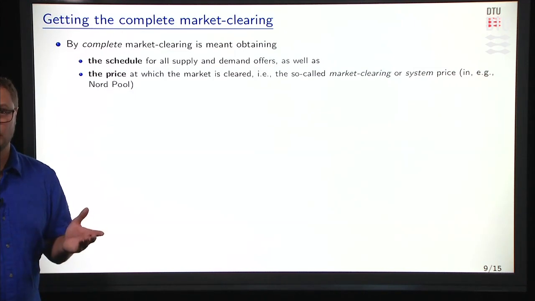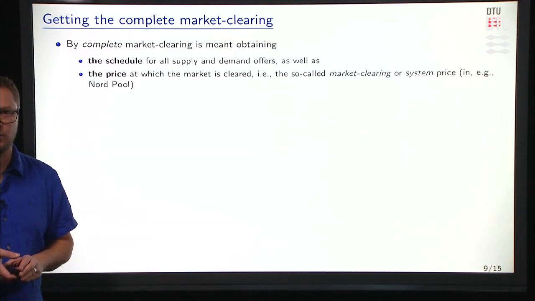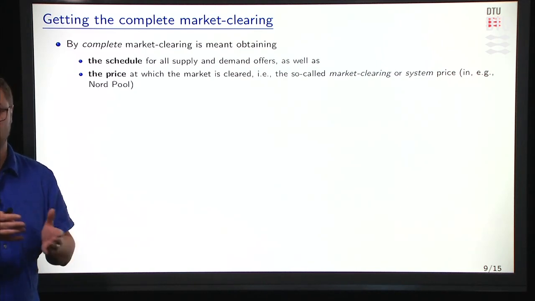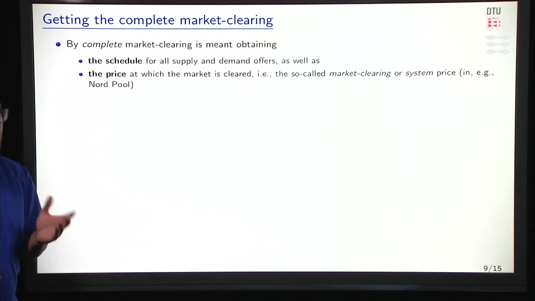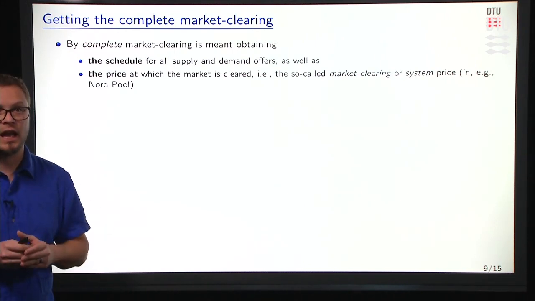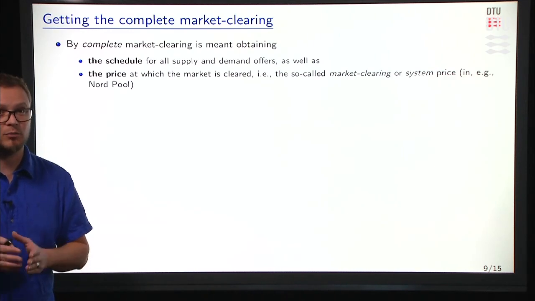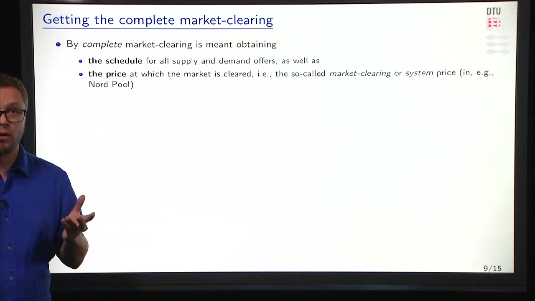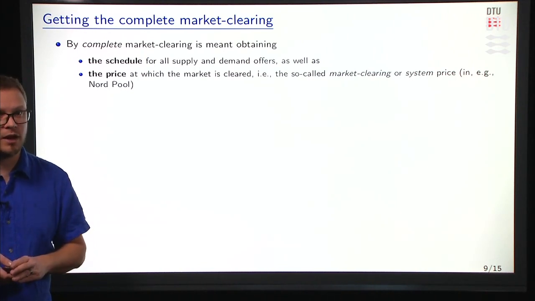All right, so hopefully when we write this optimization problem and we solve it, we're going to get the schedule for supply and demand offers: how much are they going to consume and produce, who is not going to consume, who is not going to produce. But for complete market clearing, we need to have both the schedule and also the price. What is going to be the equilibrium price where these two curves are going to meet? This price is called market clearing or system price. You will hear this expression quite often, for instance, in the Nord Pool.